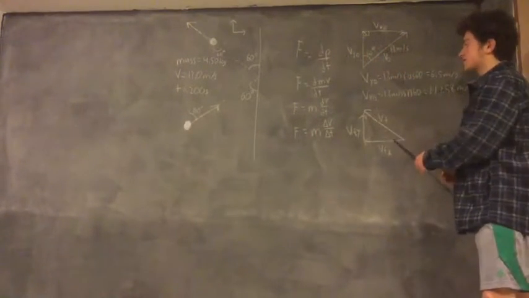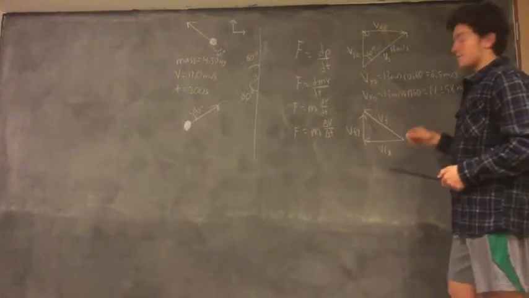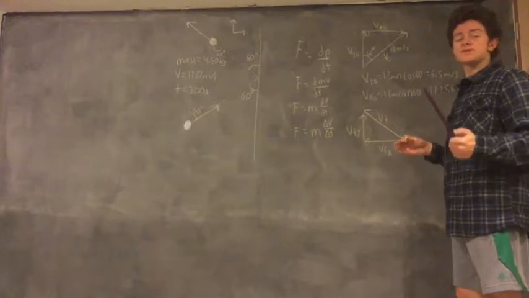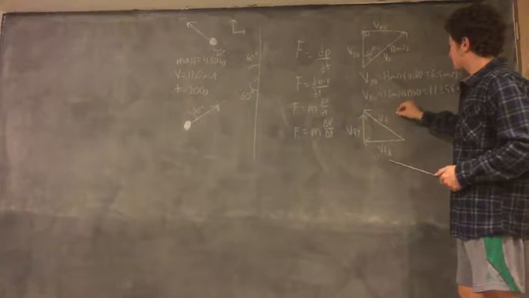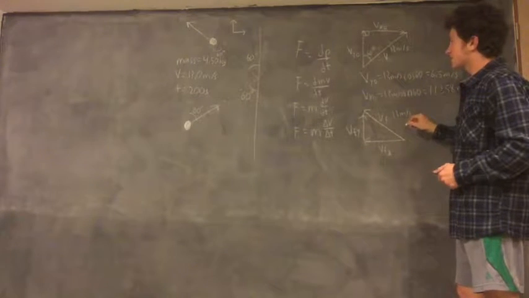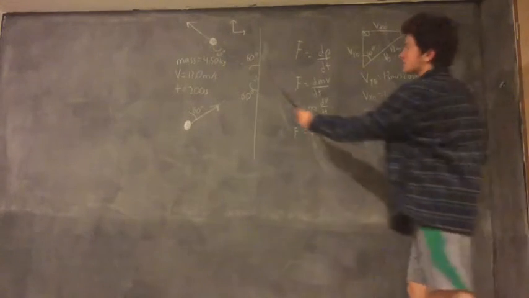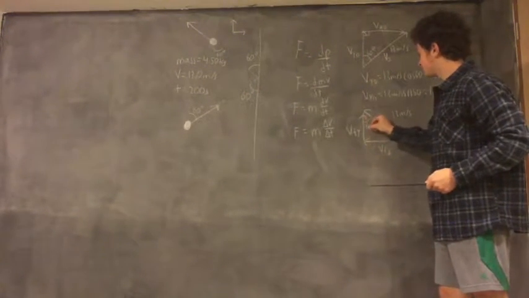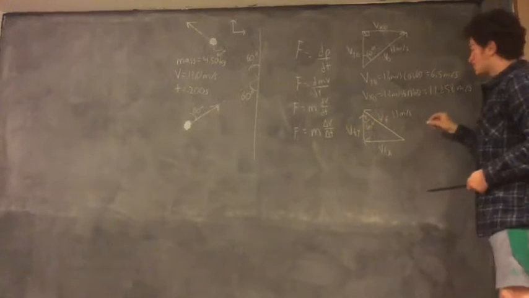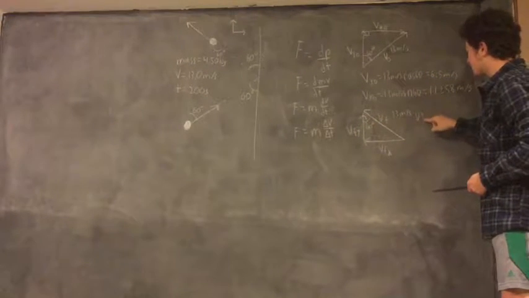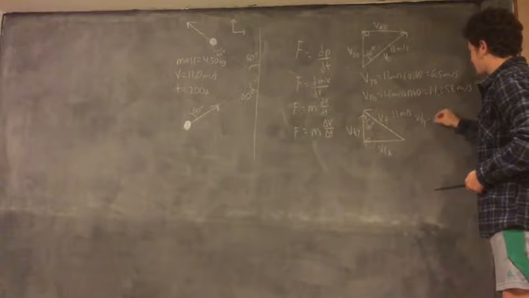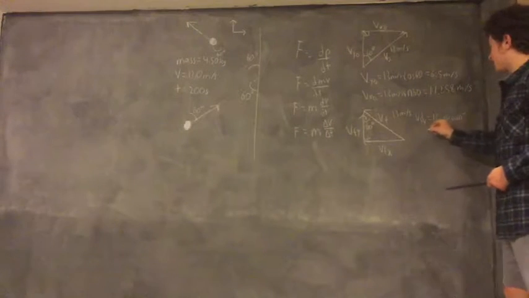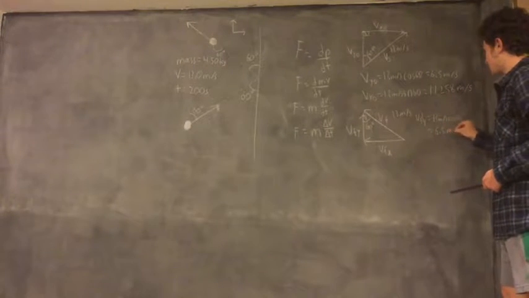Similarly, for the final velocity, we also have a triangle. Since we know that the ball bounced off the wall with the same speed it had before, we know the final velocity also has a magnitude of 13 meters per second. Since this angle and this angle are alternate interior angles, we know that they have the same value. Using some trig, we can determine the final velocity in the y direction to be 13 meters per second times the cosine of 60, again equal to 6.5 meters per second.